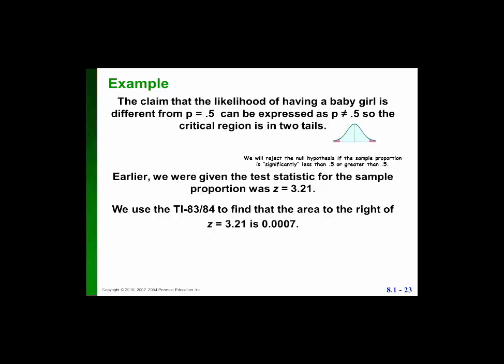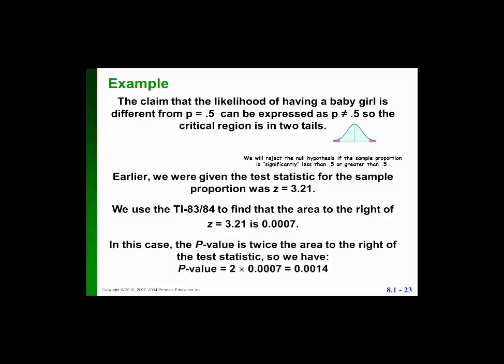What's the probability that Z is less than negative 3.21? Same thing. So what is the probability that your test statistic will be in either of those regions? This plus itself, or this doubled. The p-value is twice the area to the right. So 2 times 0.0007 is 0.0014. That's the p-value for this hypothesis test.